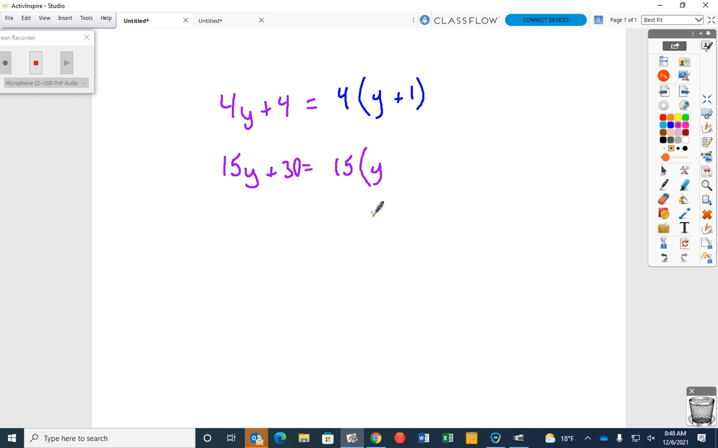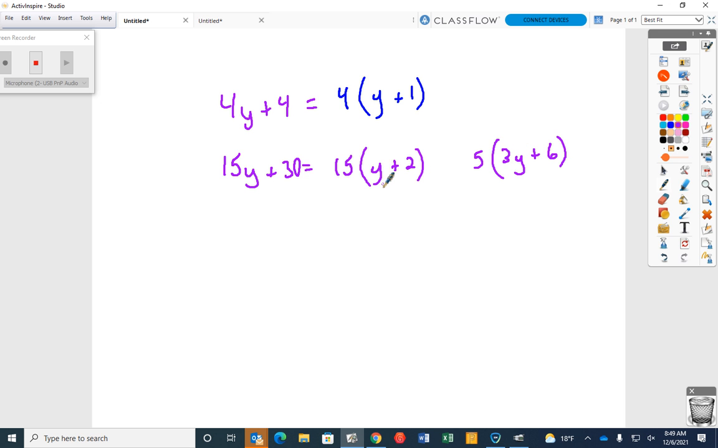And 15 times what gives me positive 30? Positive 2. Okay, that's correct. But let's say that I did 5. Okay? If I did 5 times what gives me 15y? 3y. And 5 times what gives me positive 30? Positive 6. Okay?